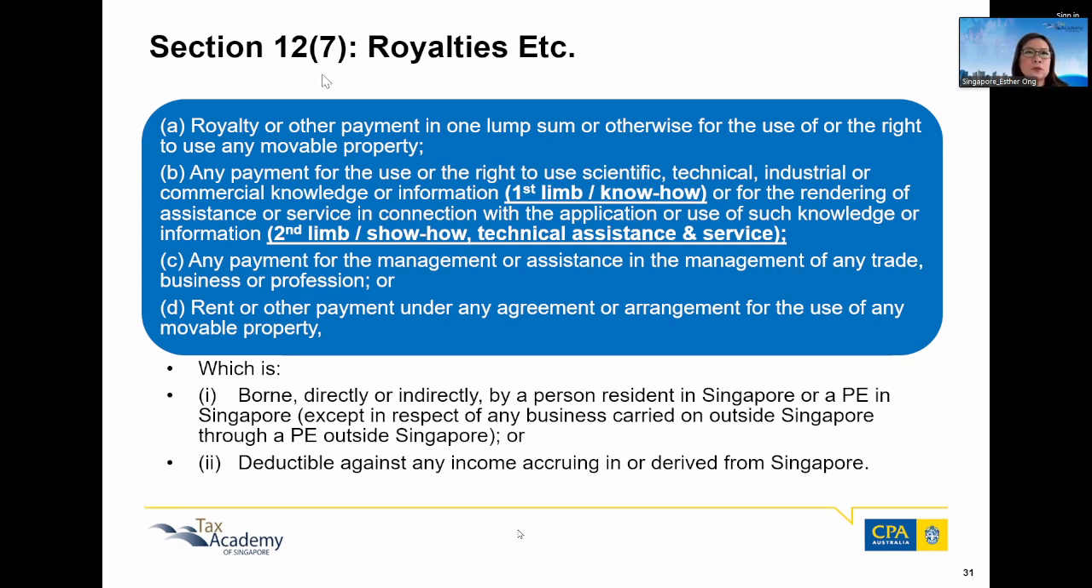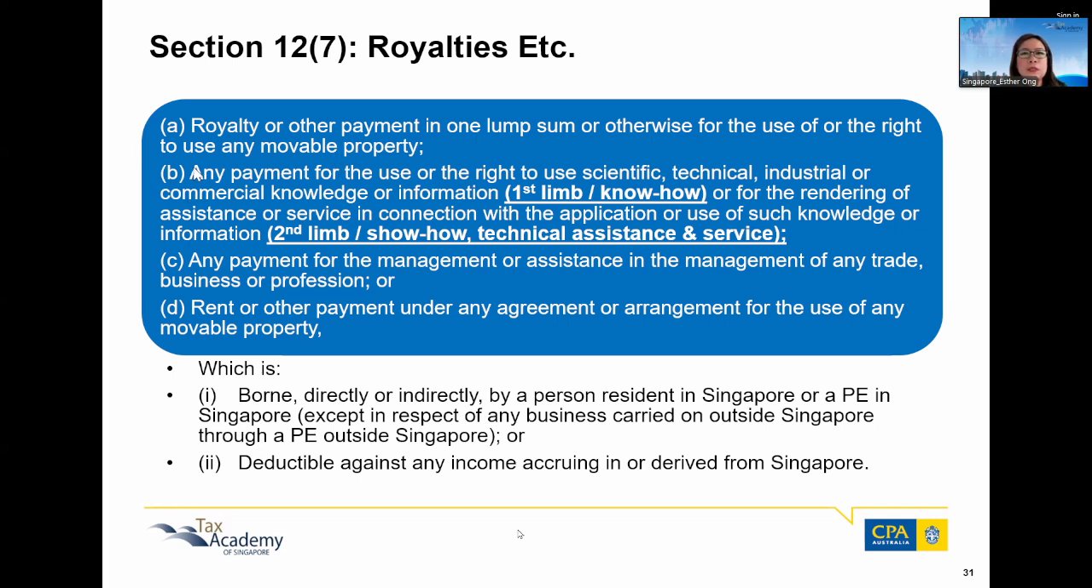Okay, so if you look at section 12.7, the structure of the provision is very similar to section 12.6. You'll see that the types of income are listed here in A, B, C, and D. The first type of payment will be royalty or other payment in one lump sum or otherwise for the use of or the right to use any movable property.